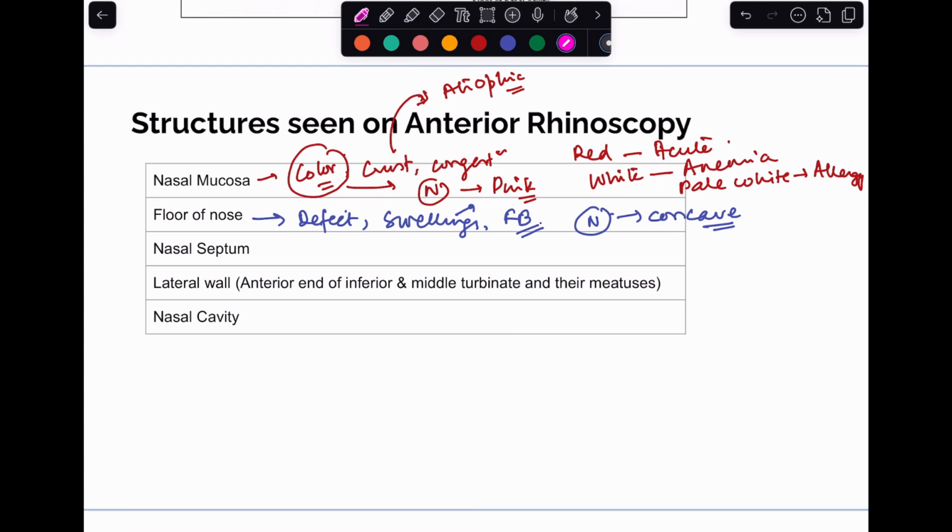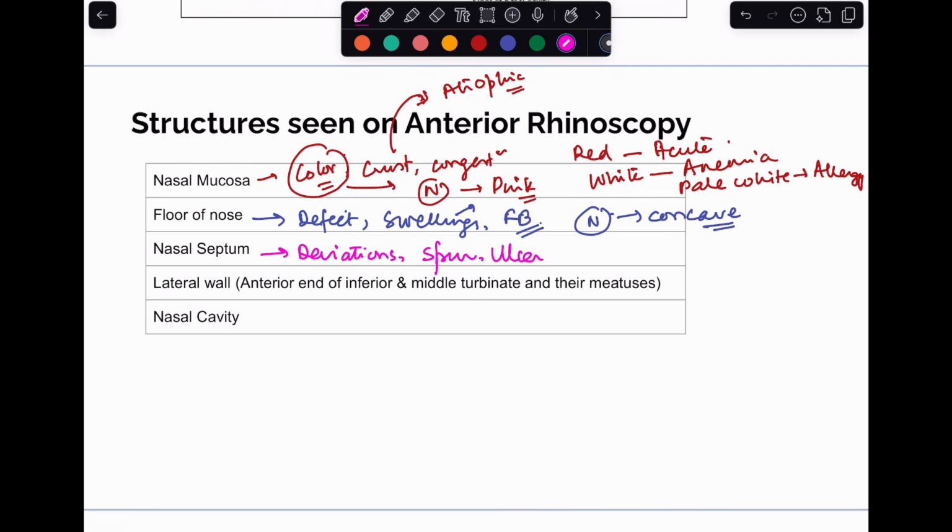Next is the nasal septum. Now, the first thing that you will be noticing is the location of the septum. In most cases, the septum is never typically a straight line in the midline. There will be very mild deviations in most people. So we'll look out for any gross deviations that we are seeing or not, and if there is any spur coming from the septum. We'll talk about spur in a little bit.